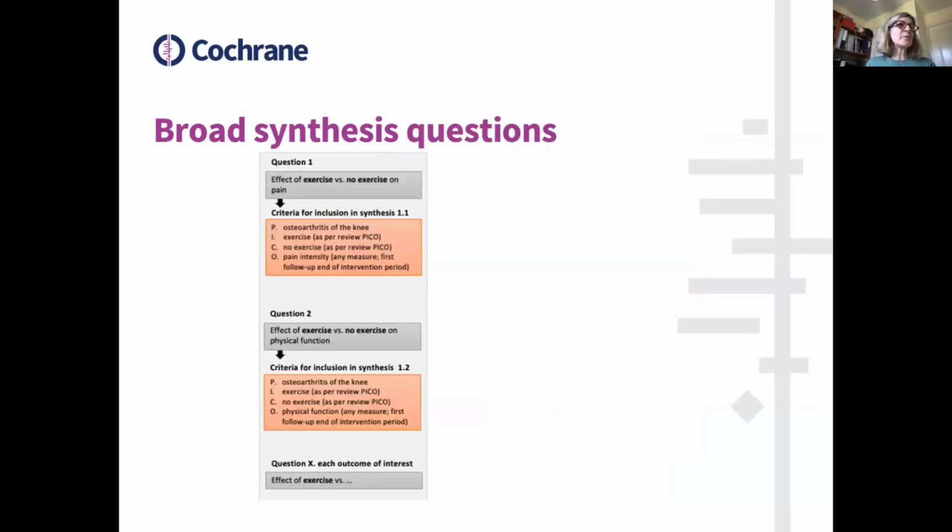So when you've thought about how you're going to break your question down, you'll start to get broad questions that you want to answer in each synthesis. So you might want to think about what's the effect of exercise versus no exercise on pain. So there you're specifying which outcome you're specifically examining in a synthesis. Question 2 gives you another type of outcome that you might want to focus on, which is physical function. So as you can see, we're breaking down the very broad review question into slightly narrower questions that are going to form the basis of our syntheses.